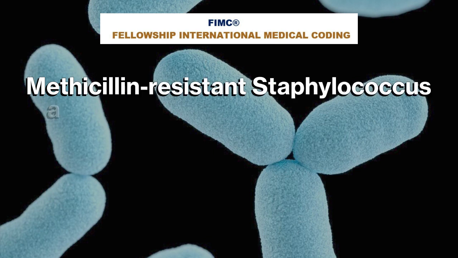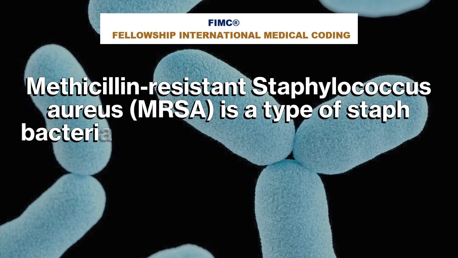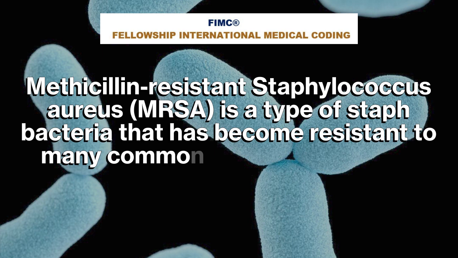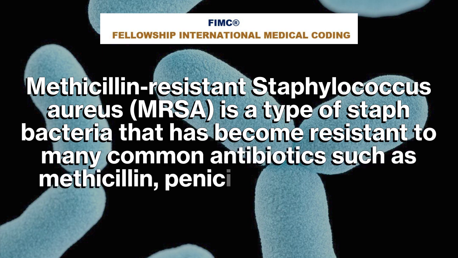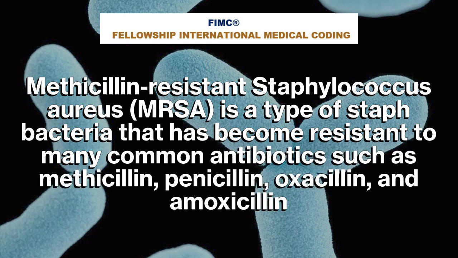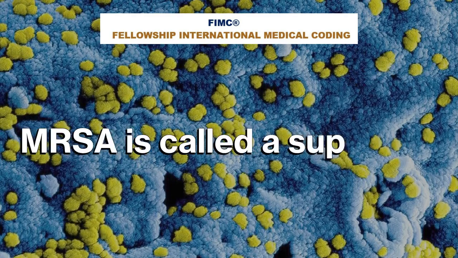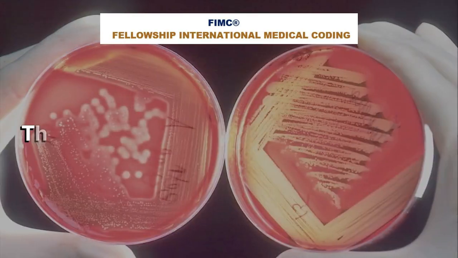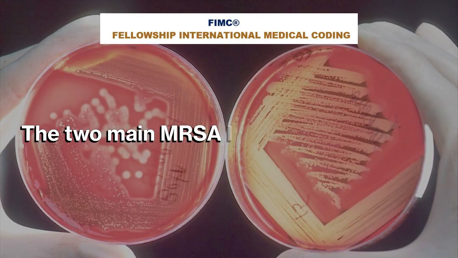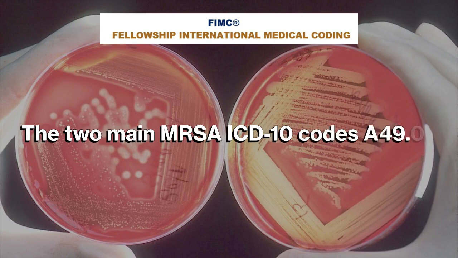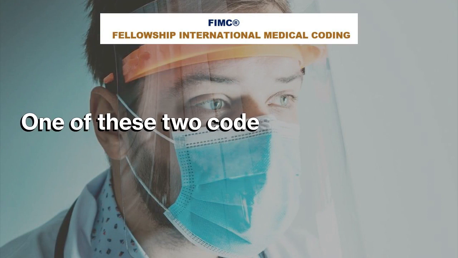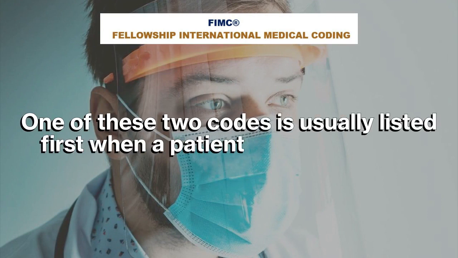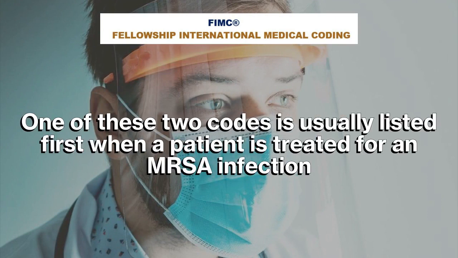Methicillin-resistant Staphylococcus aureus (MRSA) is a type of staph bacteria that has become resistant to many common antibiotics such as methicillin, penicillin, oxacillin, and amoxicillin. MRSA is called a superbug. The two main MRSA ICD-10 codes are A49.02 and B95.62. One of these two codes is usually listed first when a patient is treated for an MRSA infection.